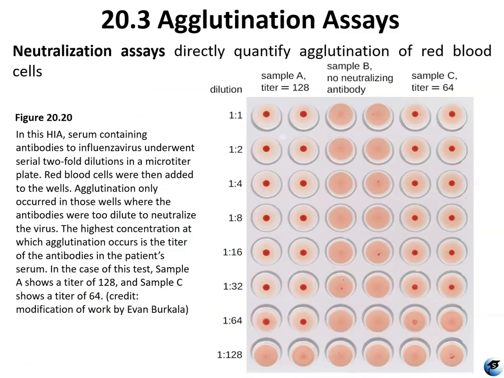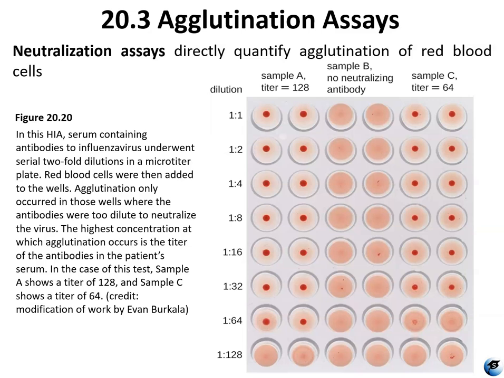Neutralization assays, so this is giving a much more specific, stepwise explanation of neutralization assays. So what you do, and this is again in a microtiter plate, you have serum containing antibodies. And in this example, it's for influenza virus. You had serial 2-fold dilutions.